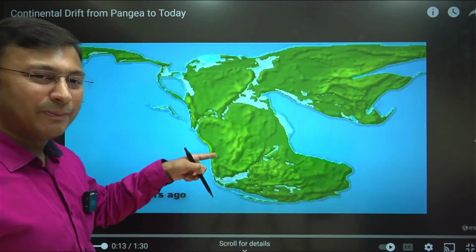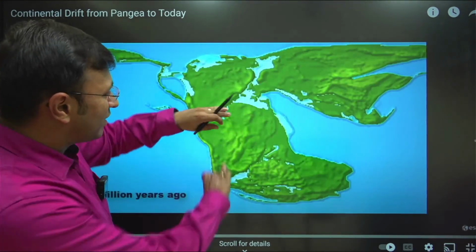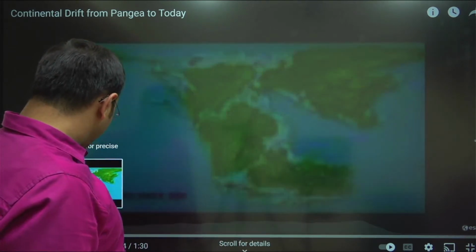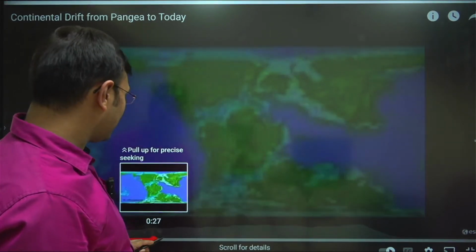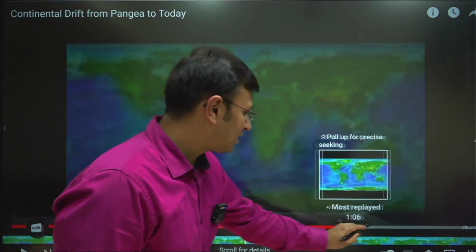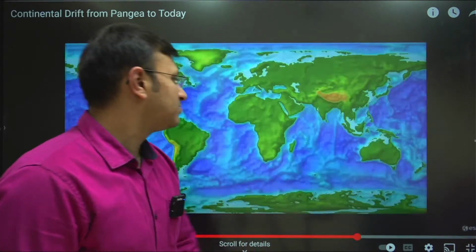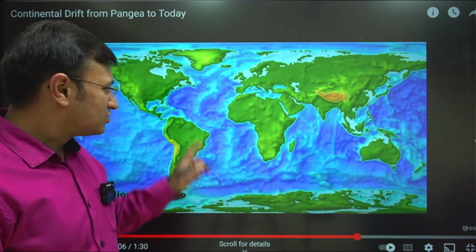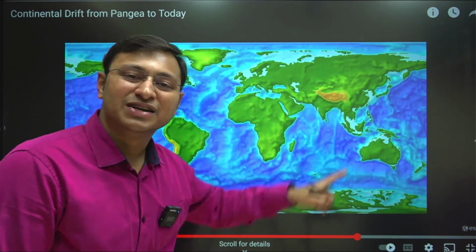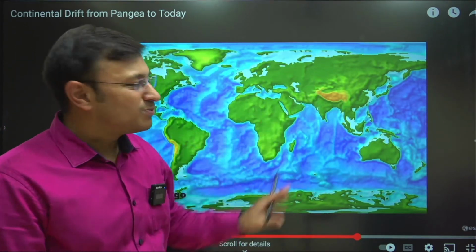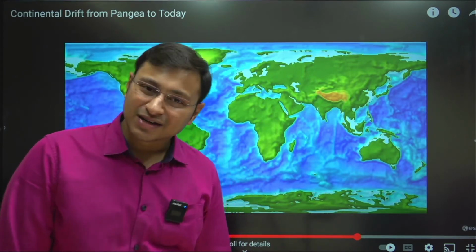So this is our Pangea. It will break up into two, into Laurentia and Gondwanaland. From that it will break up, and from that we will have the present day arrangement of the world like this. So breakup of Pangea to present day arrangement of the world. This is how Pangea breaks, and you have the present day arrangement of the continents of the world.